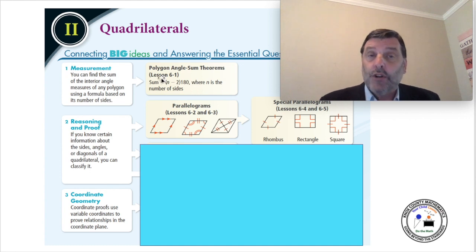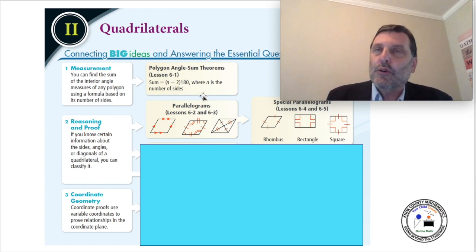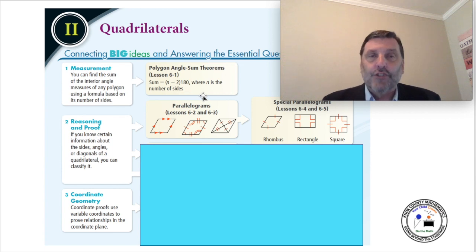This formula works. It says the sum is equal to (n minus 2) times 180. Well, n is the number of sides. So if it's a quadrilateral with four sides, we'd put a 4 into this formula. If it's a triangle, we'd put a 3 in. If it's a pentagon, we'd substitute the number 5 in for n. We use that formula, and that will produce an amount. And that amount is the sum of all the angles in a polygon.